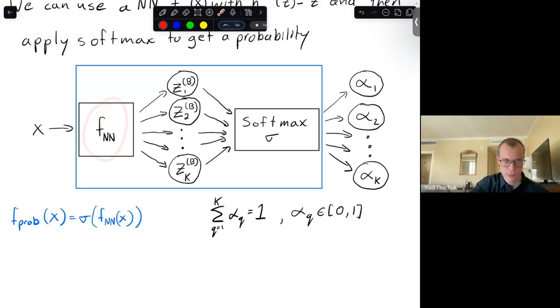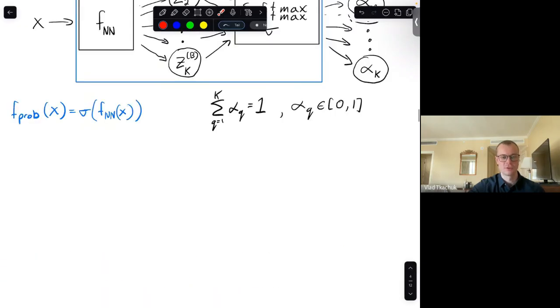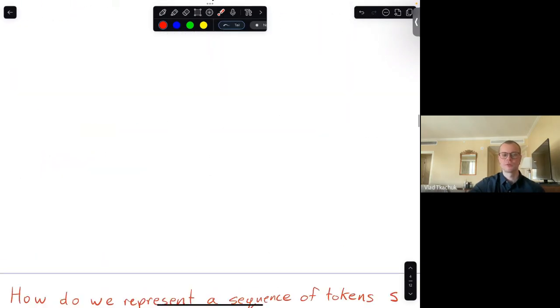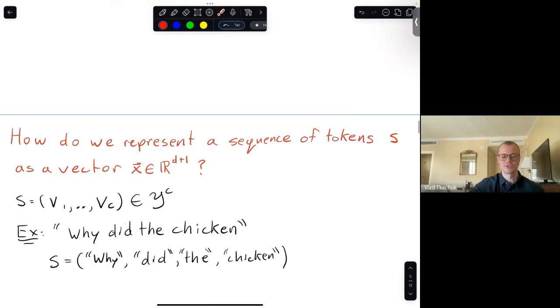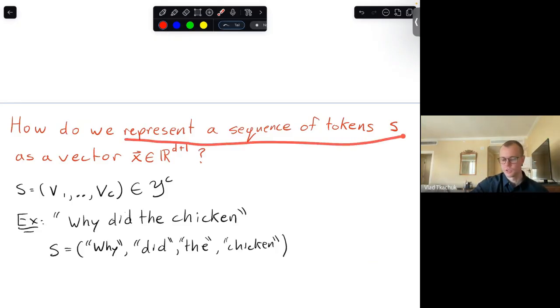We're almost there, but the one thing that's missing is that this input is still a sequence of tokens. How are we going to reduce the sequence of tokens to what we have studied so far, which is just vectors in d dimensions? That's how our inputs always looked, but we have a sequence of tokens. So let's fix that problem now. The question is, how do we represent a sequence of tokens, S?